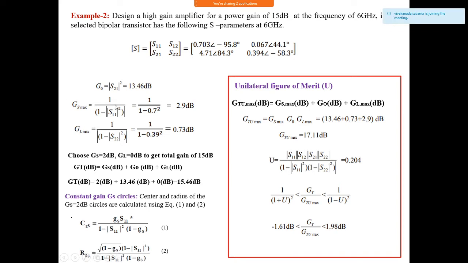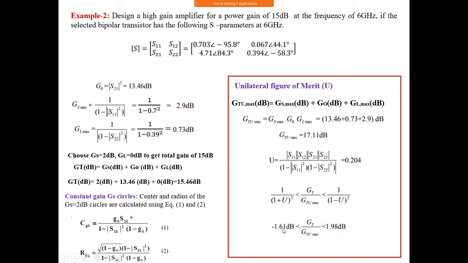So GS maximum, if it is unilateral, that means S12 equal to 0, then you will have this equation. So these are the equations for unilateral, but in the problem it is given that it is not unilateral. Even though S12 is not equal to 0, we can apply the design equations of the unilateral one if the error introduced by considering this as unilateral is within this limit.